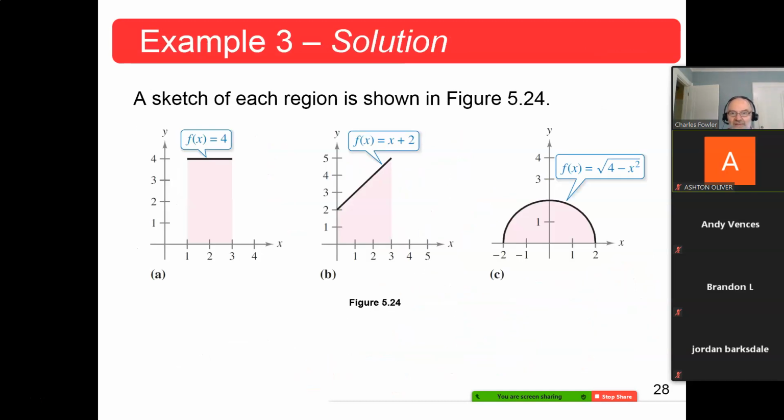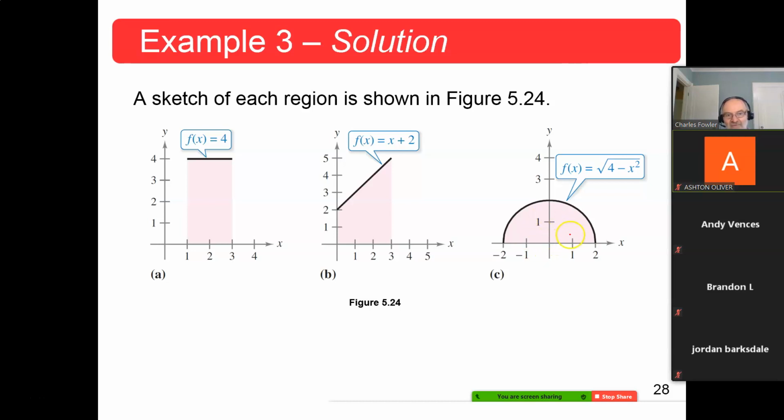Let's see how the book did. The first showed that same figure we did. f of x equals 4. So that's the height. The width is 2. 2 times 4 is 8. Here we had a trapezoid. One base over here was 2. The other base over here was 5. 1/2 the sum of those two bases, in other words, the average of those two bases would be 7/2 times the width is 3, 21/2. So that was that one. And then this one, of course, is a semicircle.